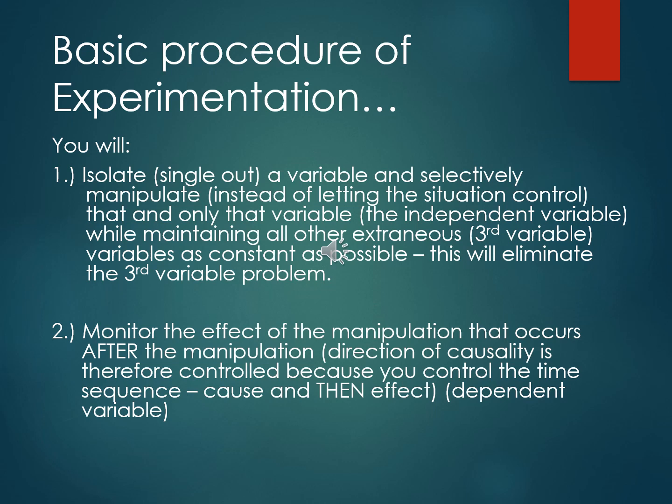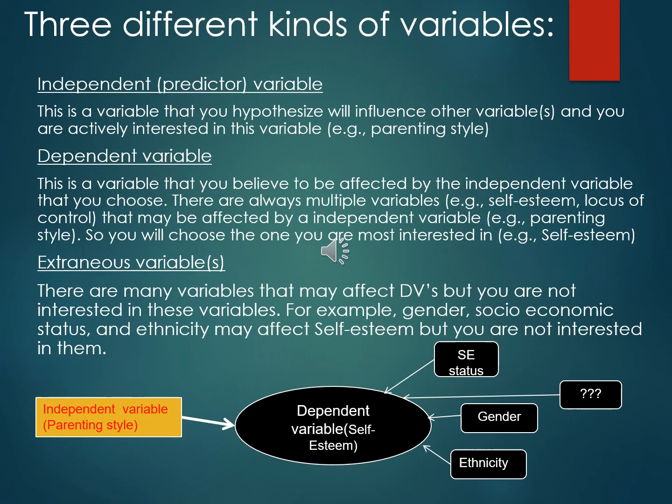The key procedure in designing an experiment is that you need to be aware of the distinction and identity of three different kinds of variables. The independent variable is the variable that you isolate and manipulate. The dependent variable is the variable that you hypothesize, you believe, to be affected by the manipulation of the independent variable. And that's what you're actually testing. There's no guarantee that it's affected, but you're hypothesizing it would be affected. Okay. Then in addition to that, you need to always be aware of extraneous variables.